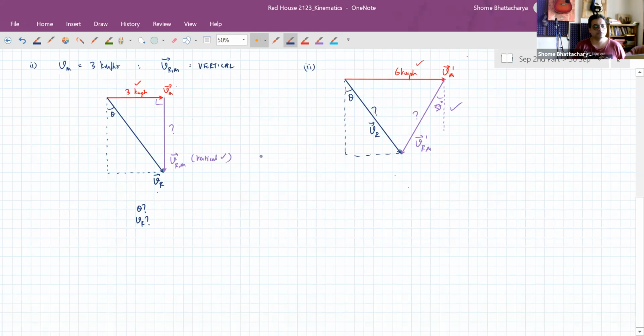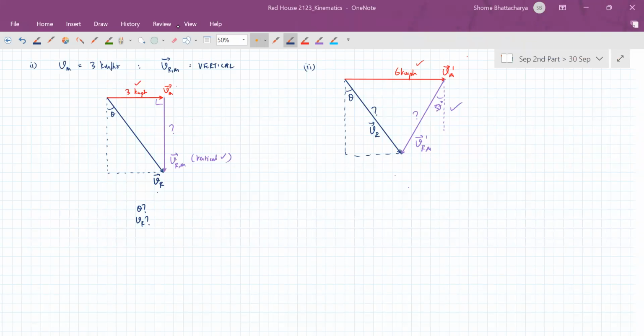This angle is also known. So use these two diagrams. You can either convert this into a component form equation, or you can use the diagrams itself. Try to use the geometry of the diagrams. Okay. So use this as a hint and try to solve the problem.